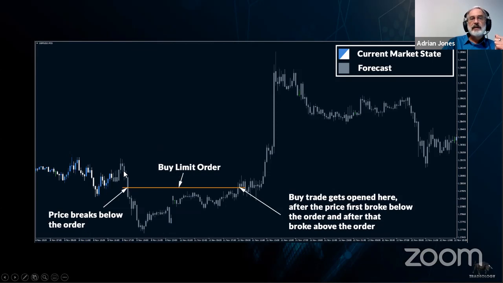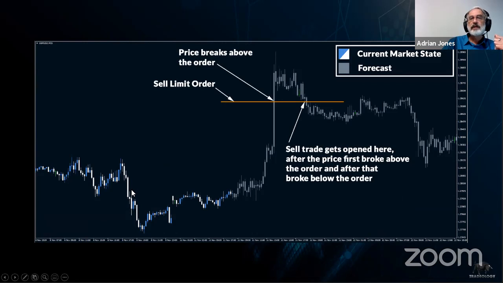Now we see here, price breaks below the order, and we're waiting for price to reverse back. At this point, we're waiting for it to reverse back to this level. And eventually it does, and in that case, we are entering a buy trade. So price has come below, but now we're expecting it to reverse. Okay. And the opposite then for a sell trade order.